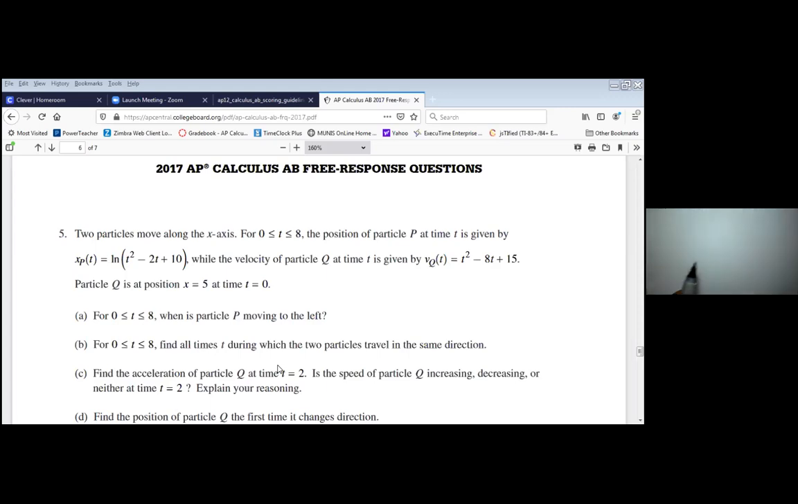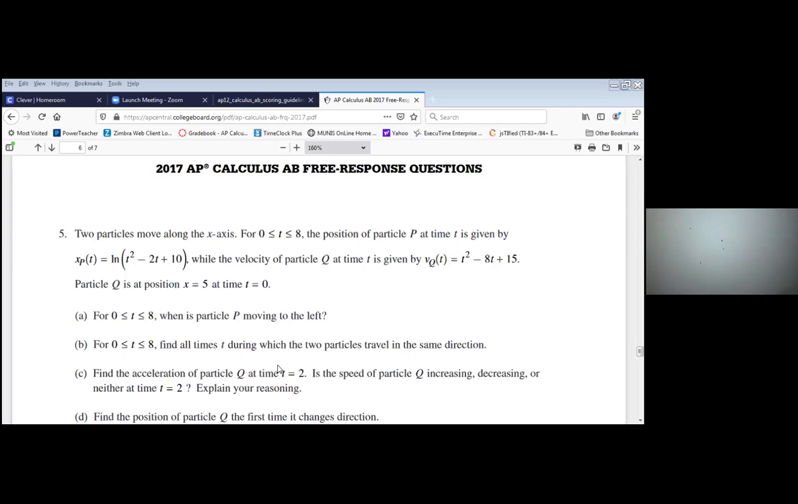Okay, it takes us to our final part, part D. Find the position of the particle Q the first time it changes directions. So, some good news to be had here. You already know that answer. What is the first time that it changes directions?